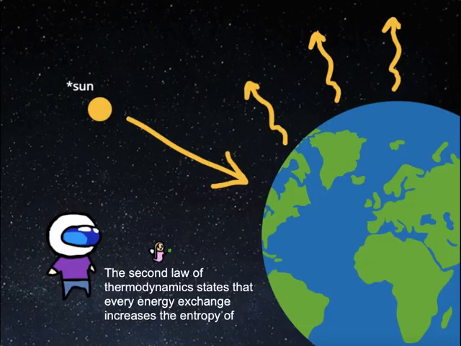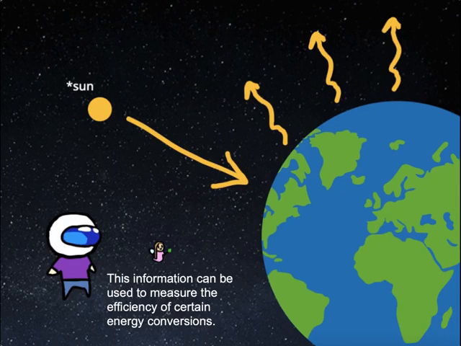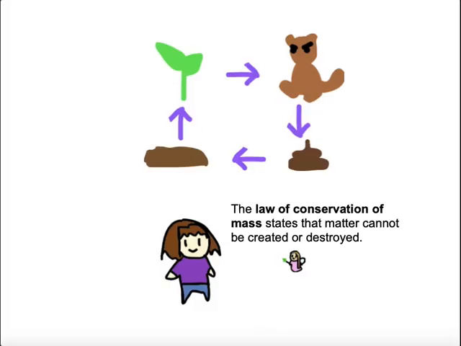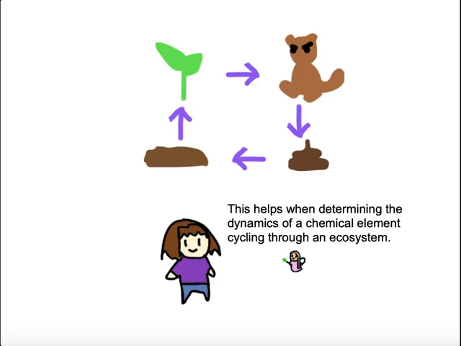The second law of thermodynamics states that every energy exchange increases the entropy of the universe. Since energy is always lost as heat during the process, this information can be used to measure the efficiency of certain energy conversions. The law of conservation of mass states that matter cannot be created or destroyed. This helps when determining the dynamics of a chemical element cycling through an ecosystem.